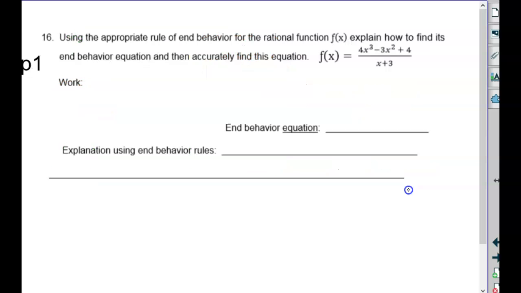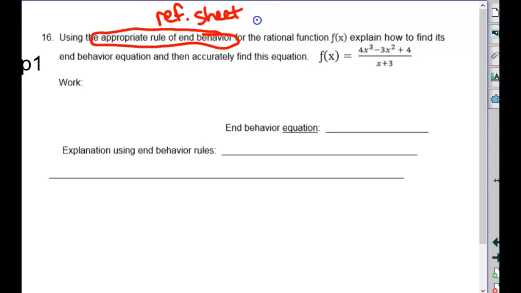Number 16. Use the appropriate rules of end behavior for the rational function. Okay. Those are on your reference sheet, right? And they're at the bottom, and it talks about top heavy, equal weight, or bottom heavy. That's what it's talking about when it says the appropriate rules of end behavior. Okay, to explain how to find its end behavior equation and then accurately find that equation for the end behavior. This is a what?